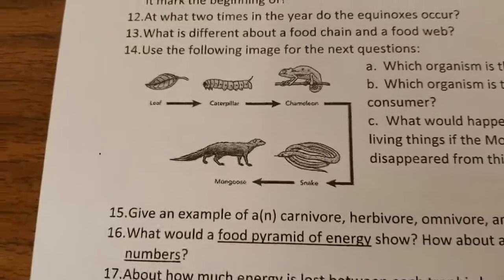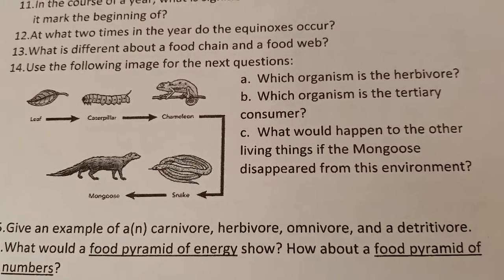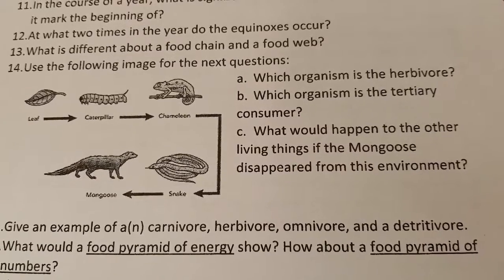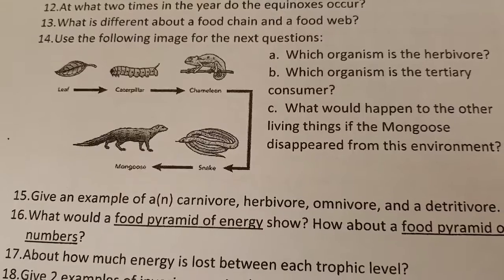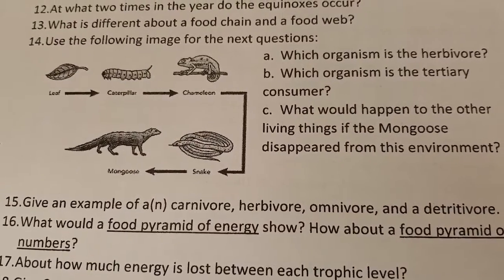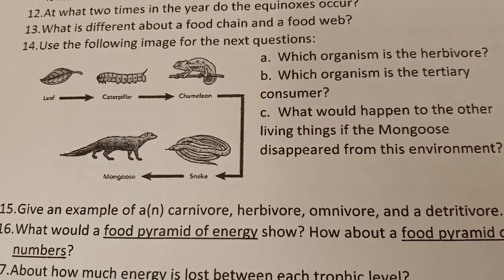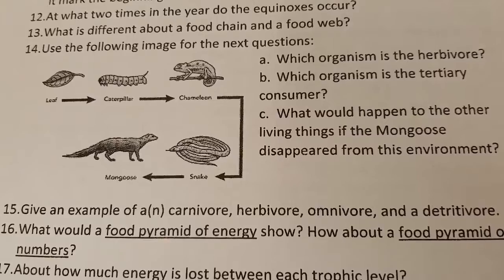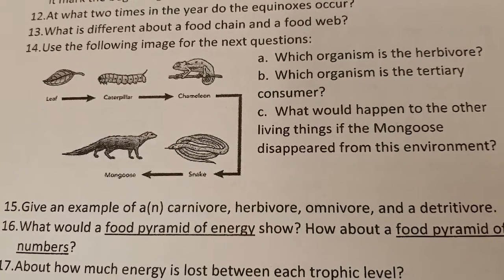Okay, so over here, using this image that we have here of a food chain, which organism is the herbivore? Well, that's going to be the caterpillar. Which organism is the tertiary consumer? Now, tertiary talks about third. The secondary consumer would be the chameleon, because the primary consumer is the caterpillar. And the tertiary consumer would be the snake.